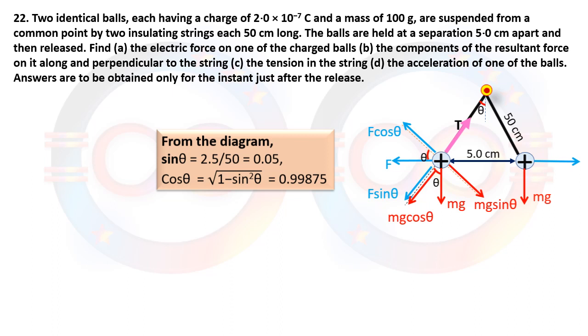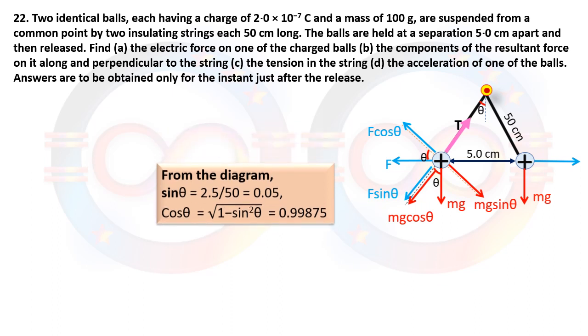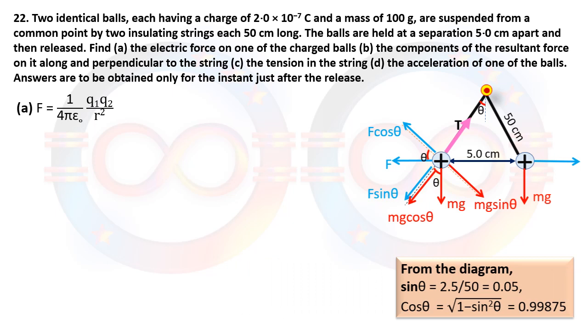If we require it in coming questions, the same value we can use for tan theta as well. Once we get the sine theta, we can get cos theta by taking the square root of 1 minus sine square theta, and it is very nearly 1, that is 0.99875.